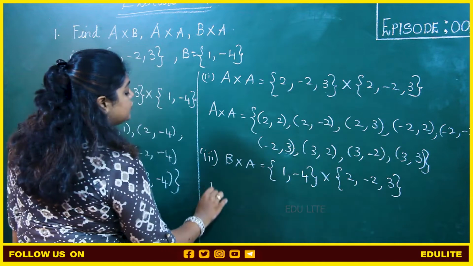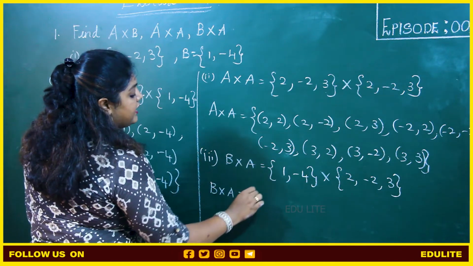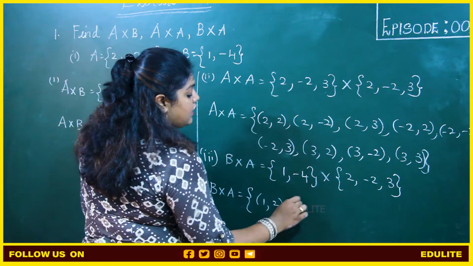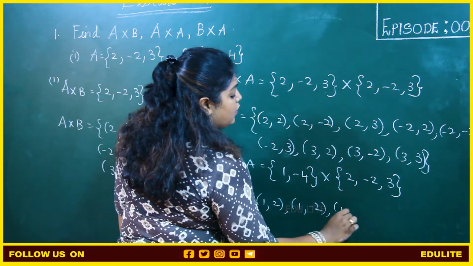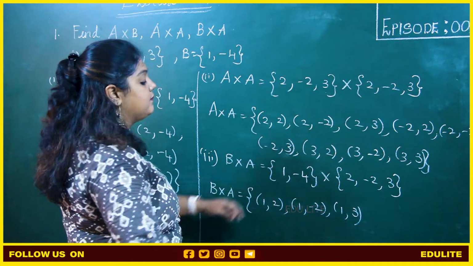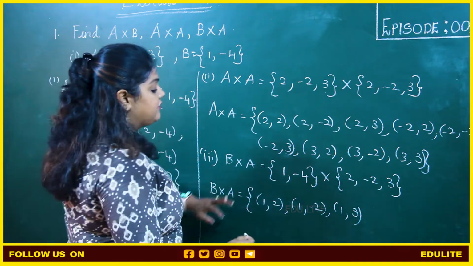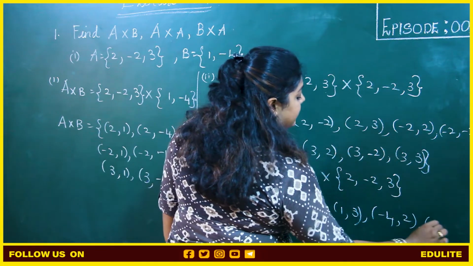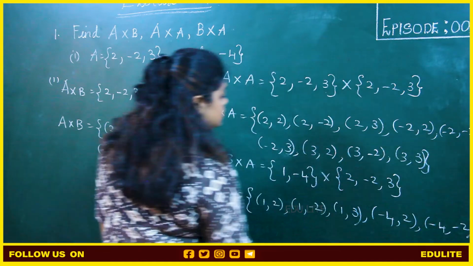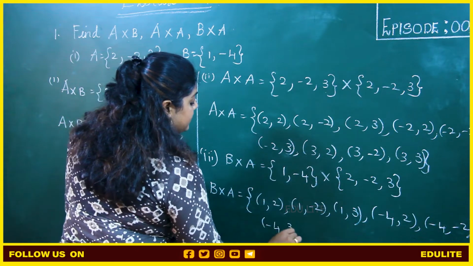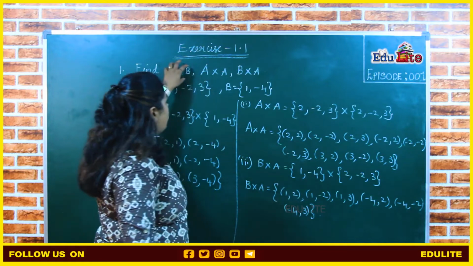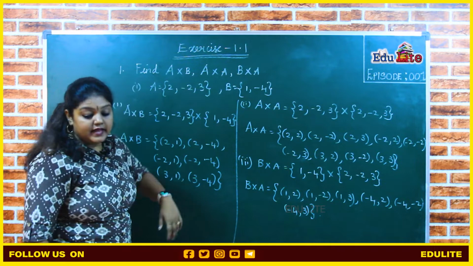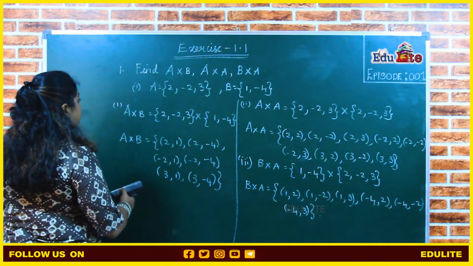So now we have to do the Cartesian product of B and A. B cross A can be represented as (1, 2), (1, -2), (1, 3). Always keep that in mind: we should not change the order of an element. Next, (-4, 2), (-4, -2), (-4, 3). So we have found out all these three things for the sets A and B, and we'll move on to the next set of A and B.